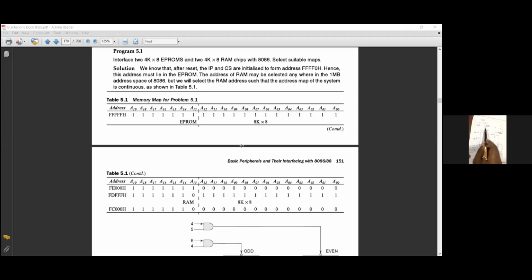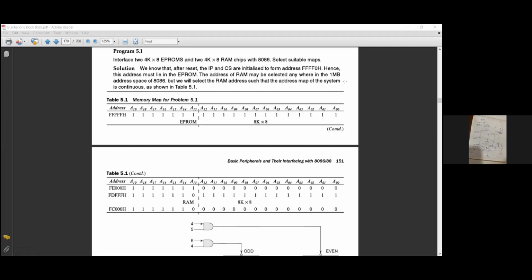So the total memory is divided into two parts. One is called the odd or high bank, and the other is called the even or low bank. Is it clear? Yes, sir.